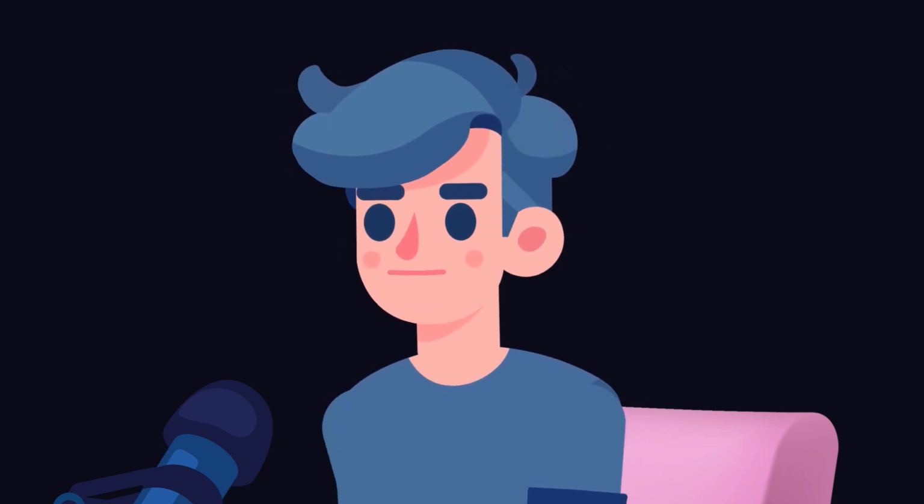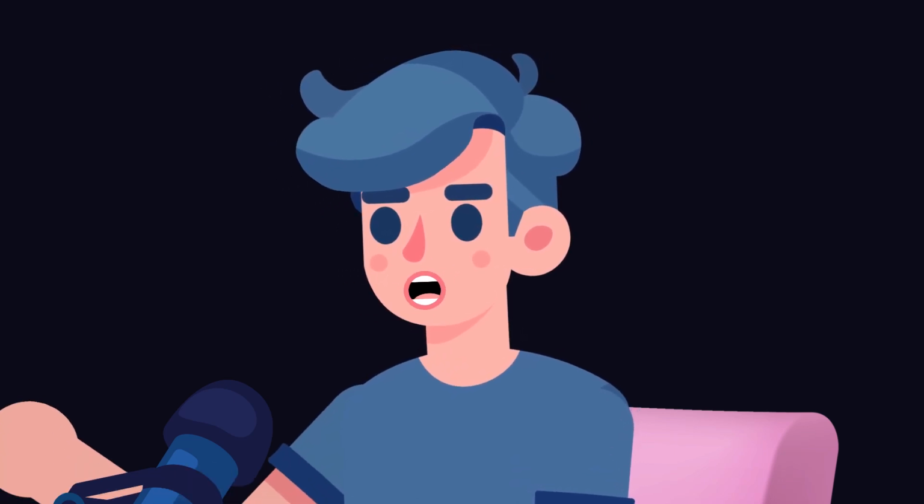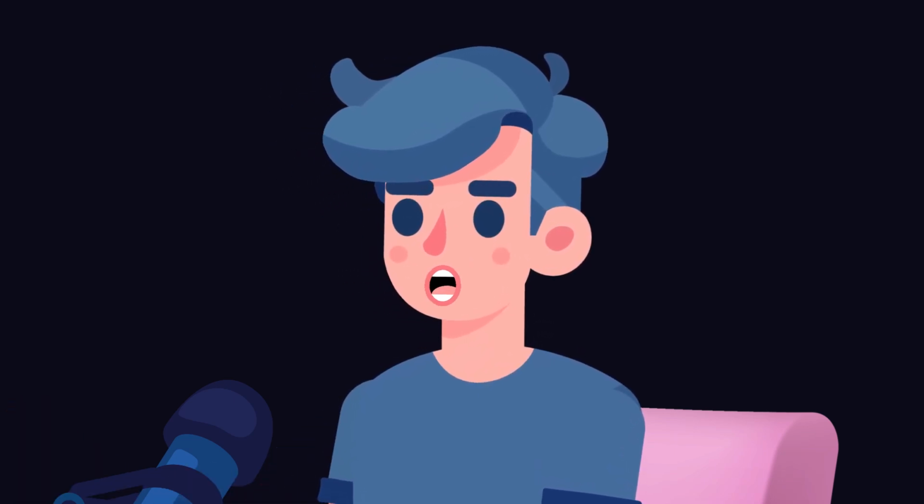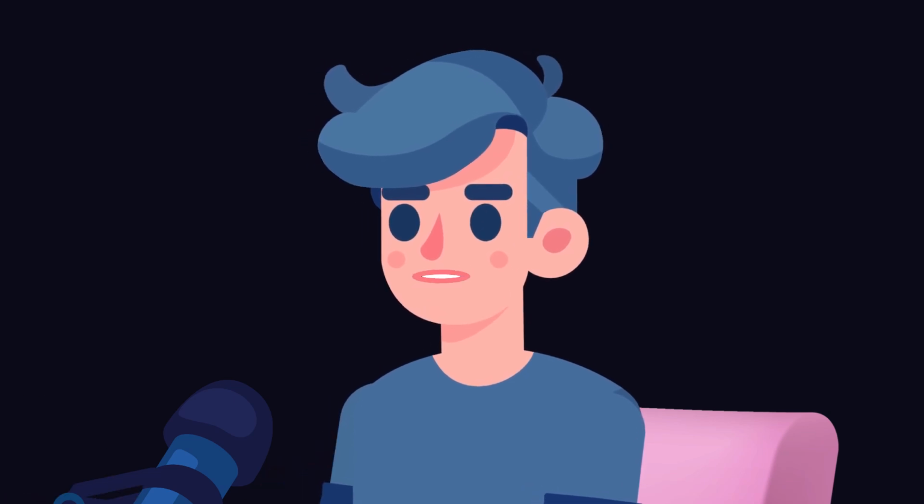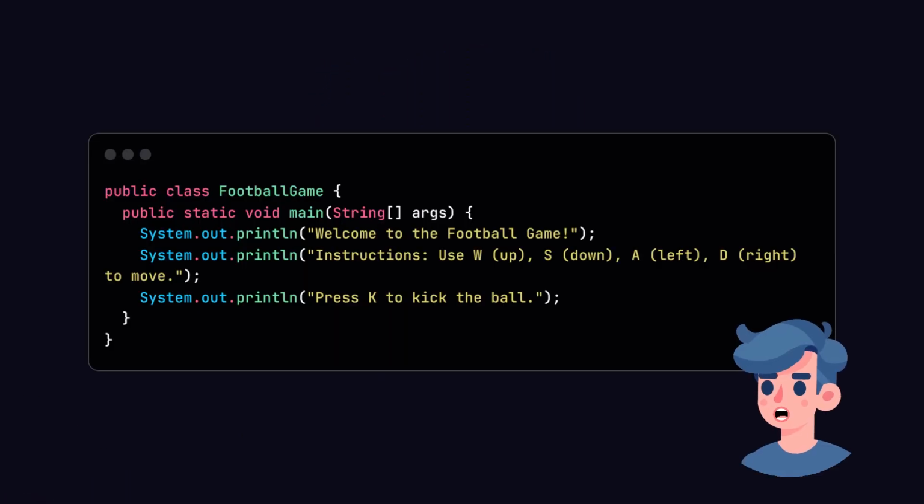Let's get started. First, we need to set up our basic project structure. Create a new directory for your project, and inside it, create a file named footballgame.java. Let's start by defining the main class and a main method. In this method, we'll initialize our game and display the game instructions to the user.